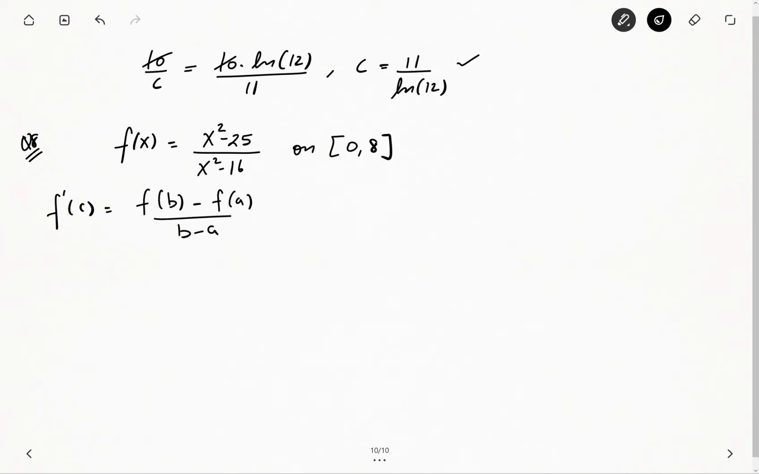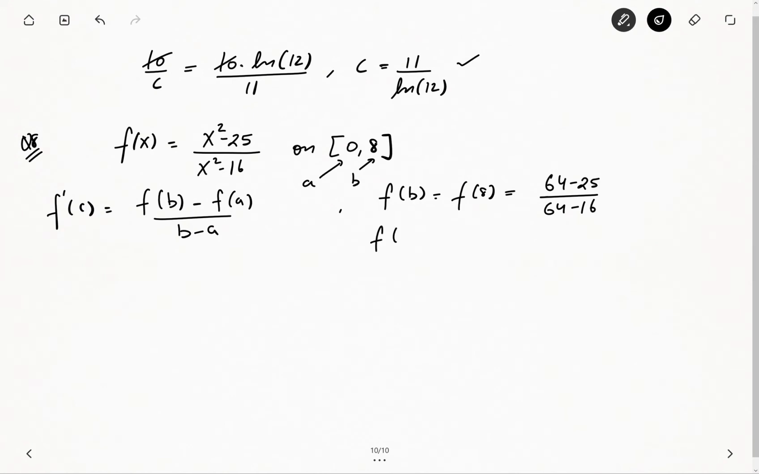Okay, so we're going to do the same stuff. We're going to figure out f of b first. In this case, the b value is 8 and the a value is 0. So let's figure this out. When you plug in f of 8, what we get is 64 minus 25 over 64 minus 16. We'll evaluate that in a bit. We don't have to actually solve for it, but let's just hold on there.